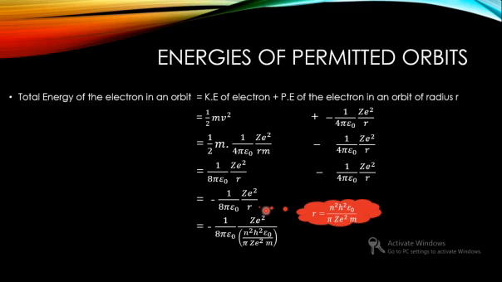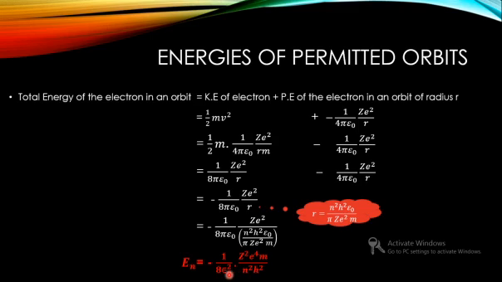So let's write down the expression for energy. Did you reach the expression? So what will be energy? Yes, it is minus 1 by 8 epsilon 0 square into Z square e raised to 4 m divided by n square h square. Okay, so this is the expression for energy of an electron occupying the nth orbit.